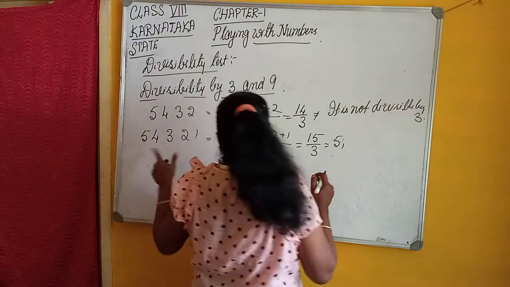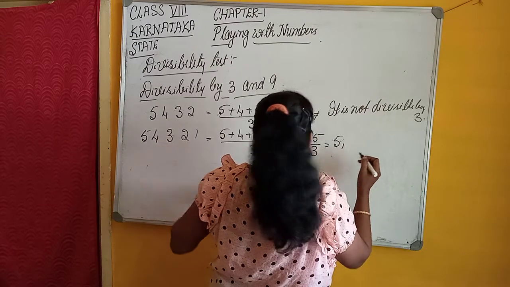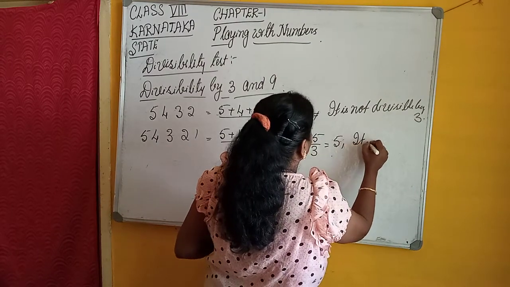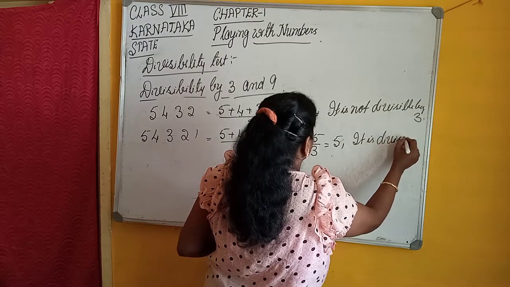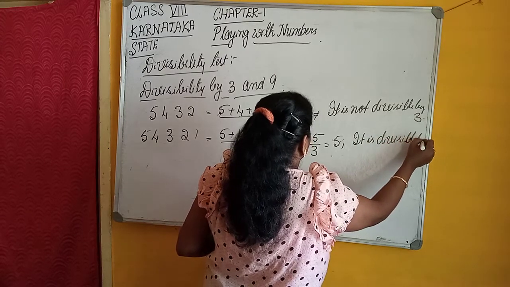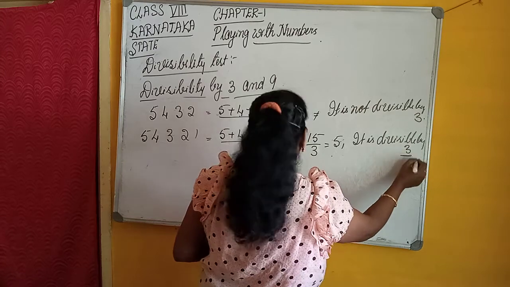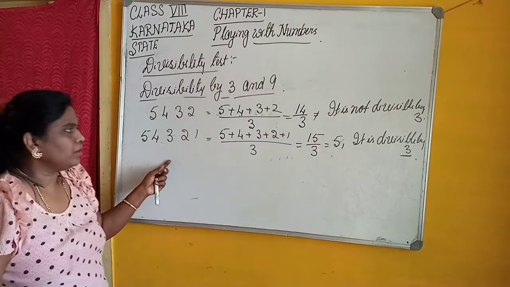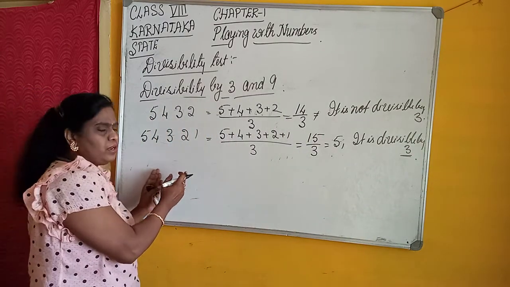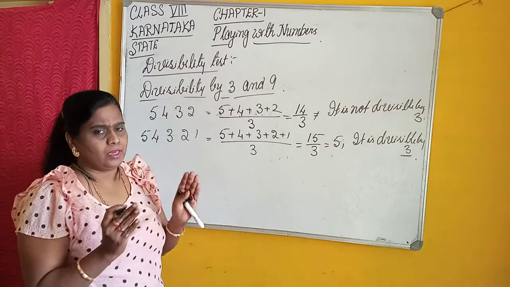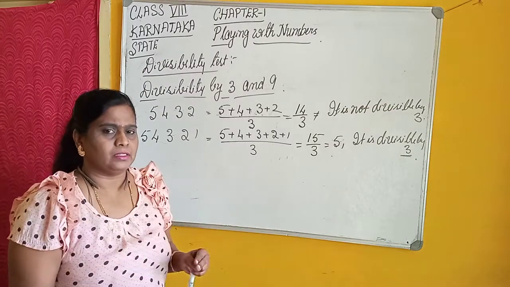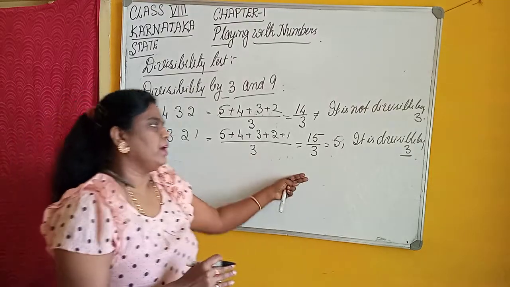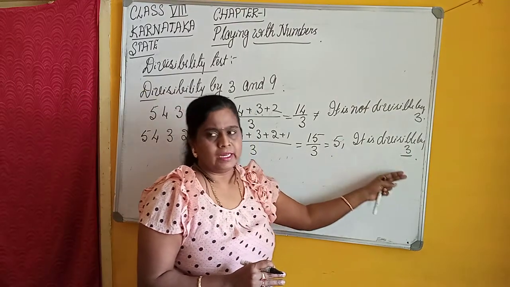Therefore, the big number 54321 is divisible by 3. Understood? For any given number, what we have to do? We have to add all the digits and divide it by 3. If that number divides, then that is divisible by 3.